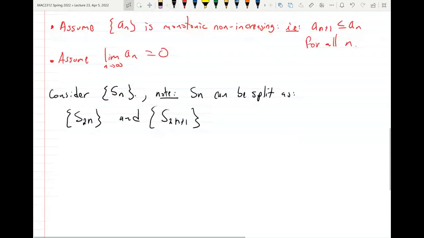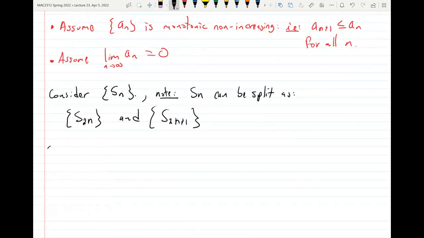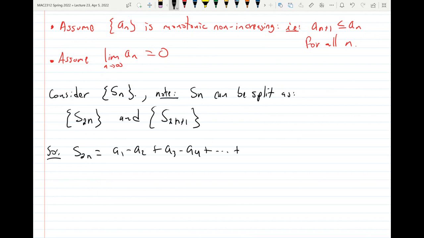All right. Now, S_2n, what is this equal to? This is equal to a_1. Remember, this is alternating. Minus a_2 plus a_3 minus a_4 plus, it keeps going. Now, the last two terms are what?